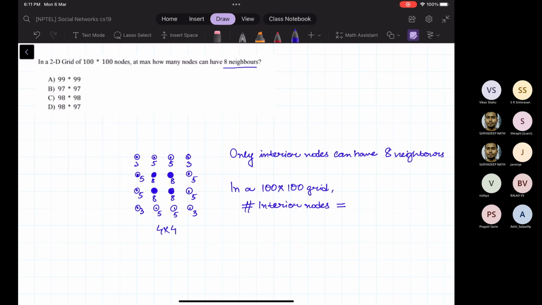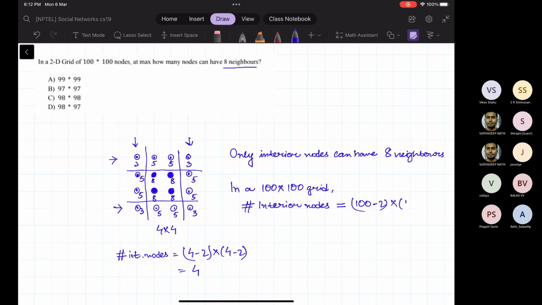If you again consider this structure, the number of interior nodes is, so you eliminate two of the rows. So this top row and bottom row are eliminated, and similarly you eliminate the leftmost and the rightmost column. So it's basically 4 minus 2 cross 4 minus 2, which is 4. So for 100 cross 100, it's 100 minus 2 cross 100 minus 2, which is 98 cross 98. So these many nodes can have 8 neighbors. The right answer is option C, 98 cross 98.